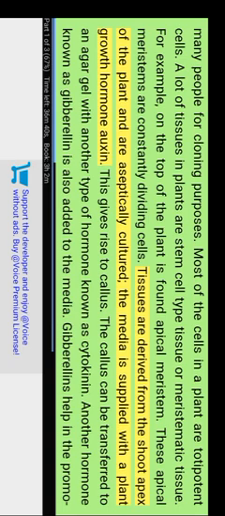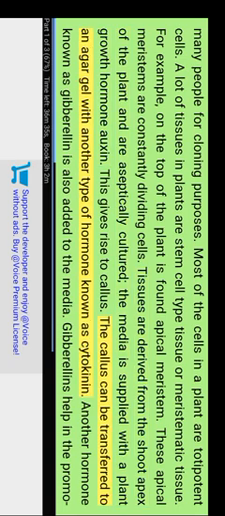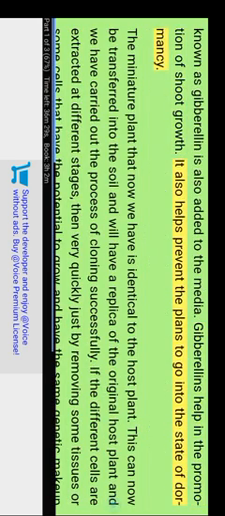Tissues are derived from the shoot apex of the plant and are aseptically cultured. The media is supplied with a plant growth hormone, auxin. This gives rise to callus. The callus can be transferred to an agar gel with another type of hormone known as cytokinin. Another hormone known as gibberellin is also added to the media. Gibberellins help in the promotion of shoot growth. It also helps prevent the plants from going into the state of dormancy.